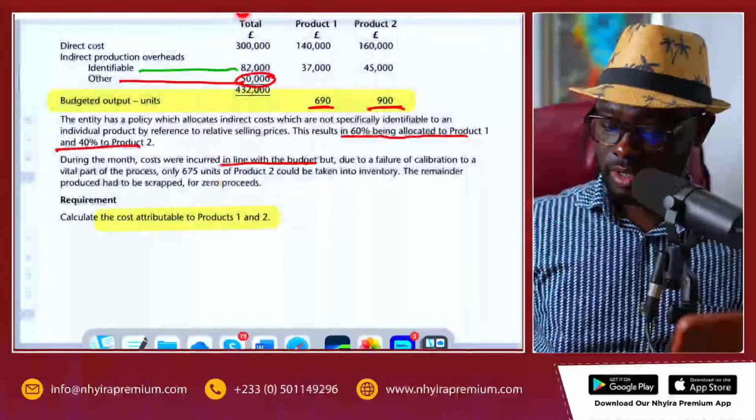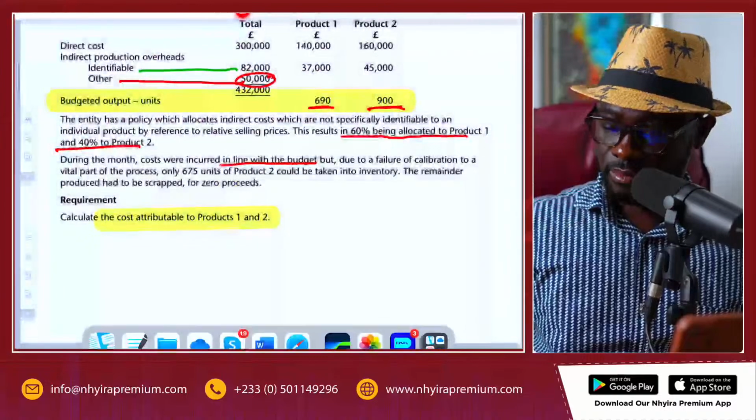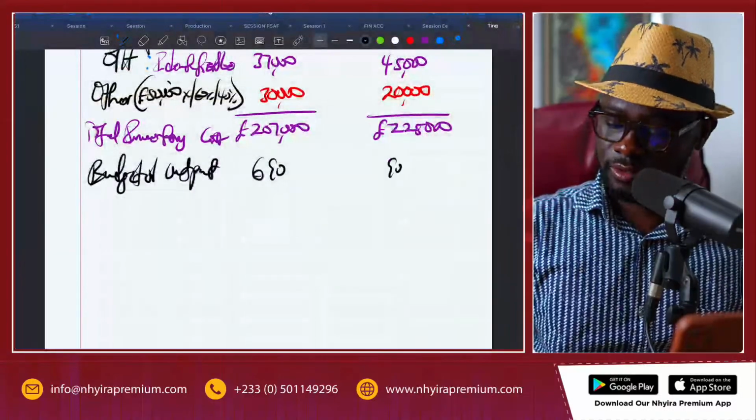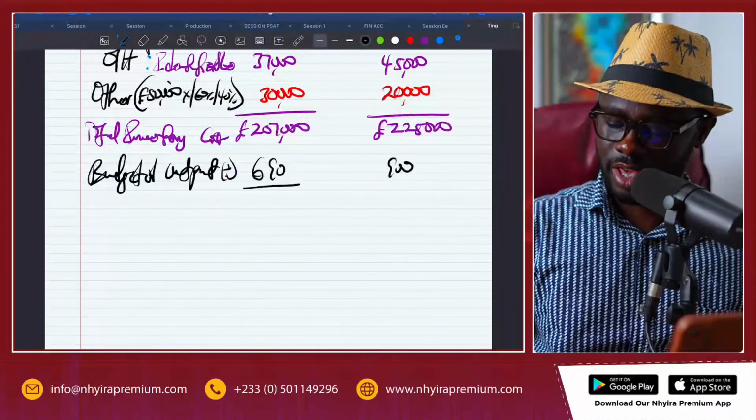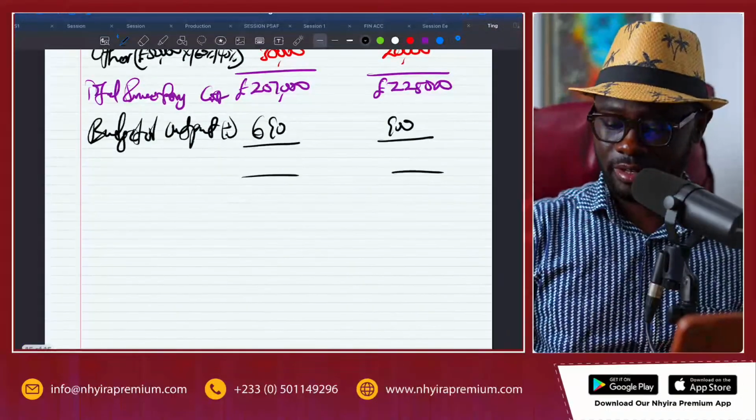690, 900. We divide, okay? So that we can get the inventory cost per unit.